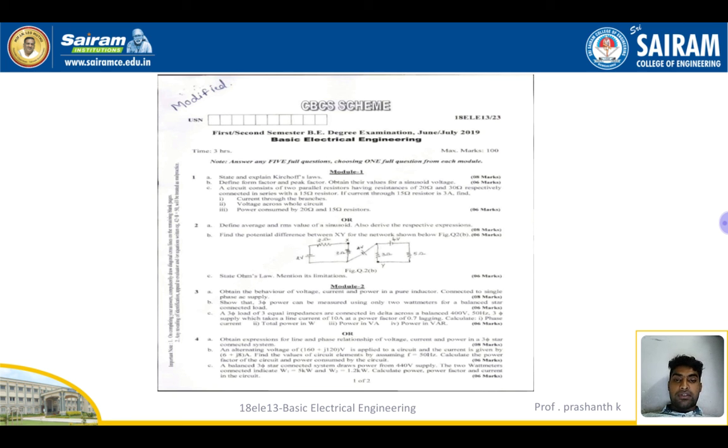State and explain Kirchhoff's laws. Everybody knows KCL and KVL, I think we discussed them in the eighth standard. Define form factor, peak factor, which we also discussed in eighth or 10th class, right? And problems like parallel connection, series connection, we solved. And state Ohm's law, I is equal to V by R. Current flowing through a conductor is directly proportional to voltage and inversely proportional to the resistance of the conductor, provided temperature remains constant, considering two ends of the conductor.